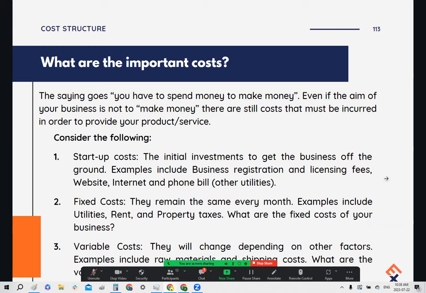The other type of cost that we consider fixed costs, things that are coming out every single month. So for example, whether you're running a business in a rental space or in your home, there's a fixed cost of rent, right?